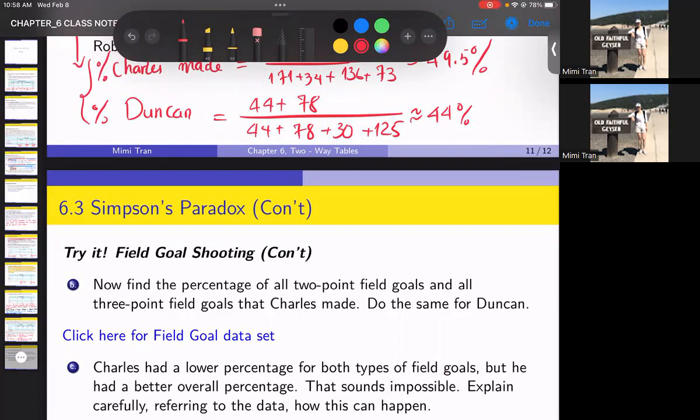So equal. Made for 2-point made is 171. You can click on that cell and then divide it by all the 2 shots. All the 2 shots for Matthews is what? Should it be Matthews up here? I don't know why it's missing. Hang on, let me fix this. There's Matthews here as well, or Charles, for that matter.